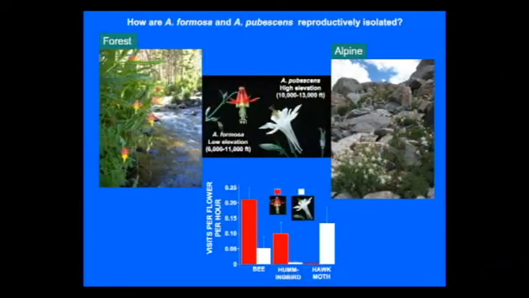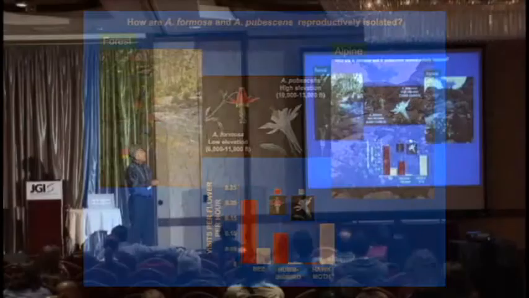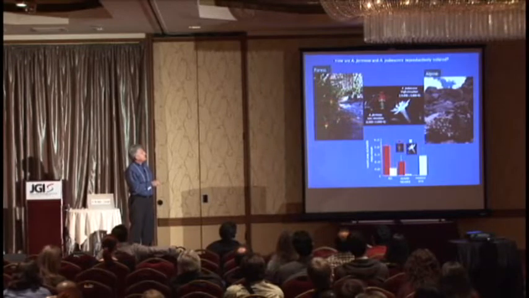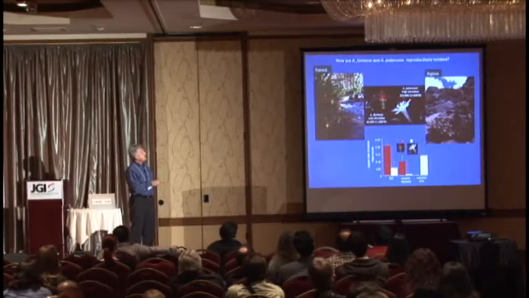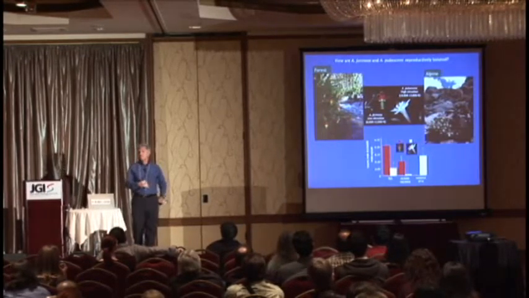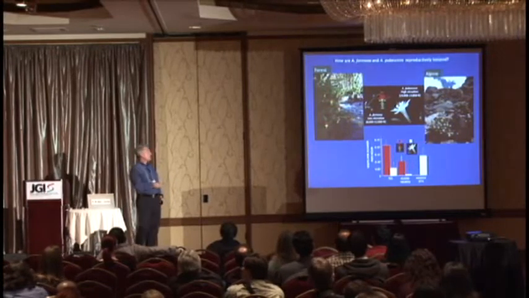The species are visited by different pollinators. Formosa is visited a lot by bees and a lot by hummingbirds. We don't think bees are very good pollinators because, as we saw earlier today, they're actually foraging for pollen, and the flowers go through a male phase and then a female phase. The bees avoid the female phase flowers, so they're not very good pollinators for them.